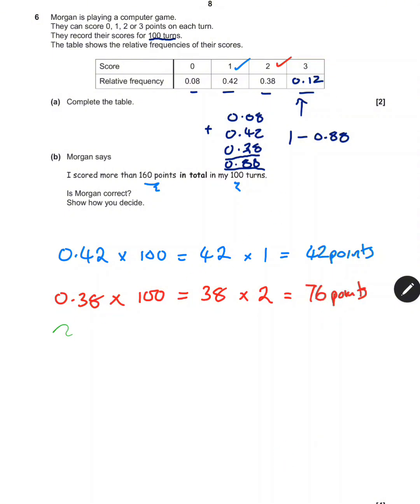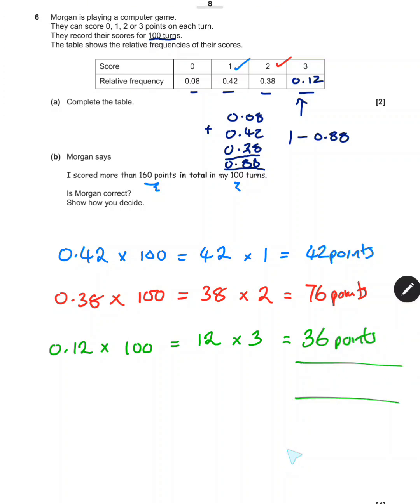They got 3 points a certain amount of times. And how many times was that? Well, 0.12 multiplied by the 100 times that they played. 12 times they hit 3 points. So 12 lots of 3 is 36. And if I total these, I'll get their total amounts of points. 42 add 76 is 118. This would be 148. Add on the 36 is 184 points. It says, is Morgan correct? Make sure you say, no, Morgan is not correct.